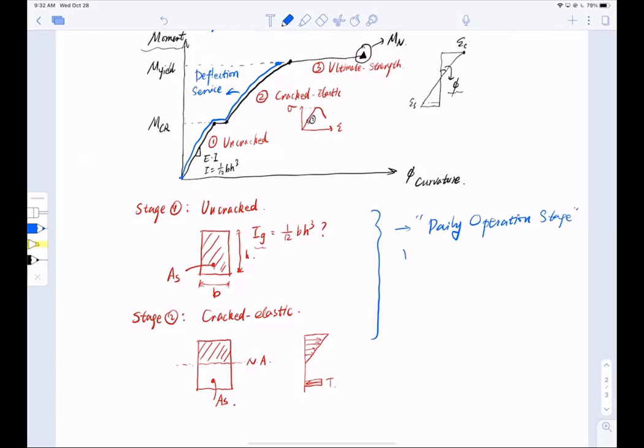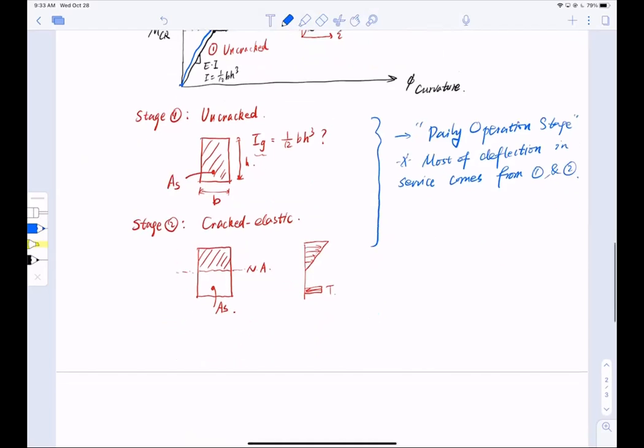Meaning most of deflection, let me put a star mark here. Most of deflection in service comes from these two stages, from stage 1 and stage 2. Okay, so this is the key for calculating deflections.